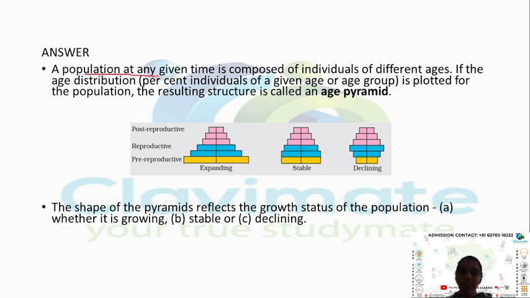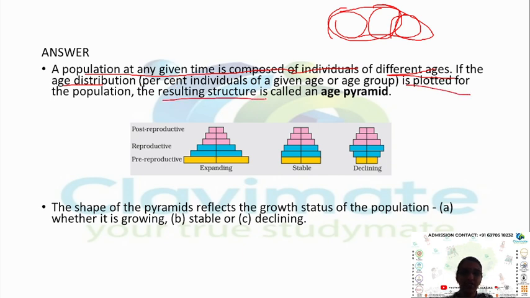A population at any given time is composed of individuals of different ages. So consider human population. You have kids, you have adults, you have old age people. So individuals of different ages. If the age distribution is plotted for the population, the resulting structure is called age pyramid. So if you plot it in a graph like this, this is called age pyramid.